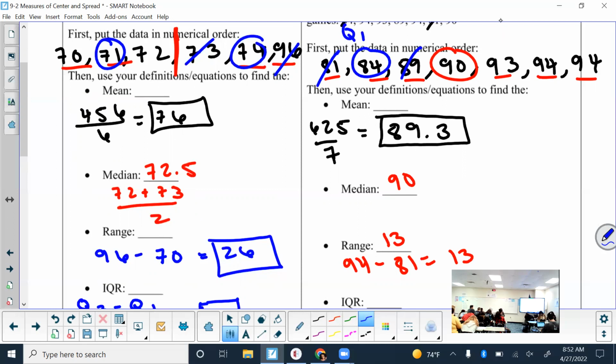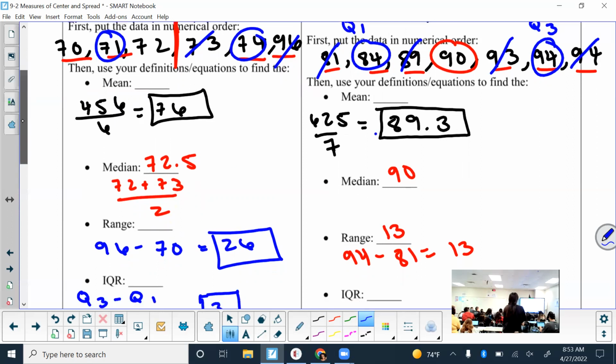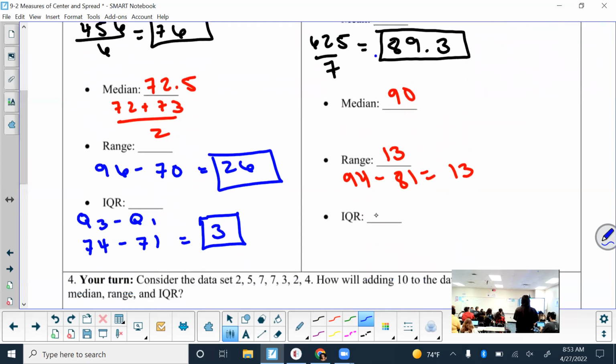What's my Q3? 94. So left, right, don't cross out your Q2 when there's only one number there. 94 is my Q3. So then plug that into your IQR formula. Q3 minus Q1, what's 94 minus 84? 10. Questions on this one?